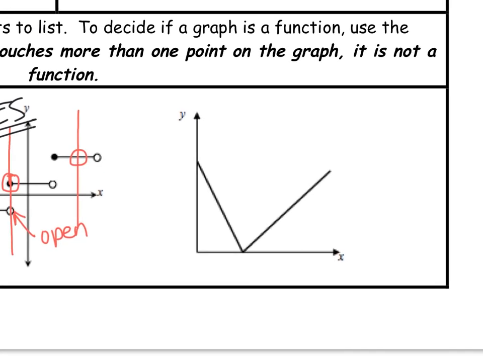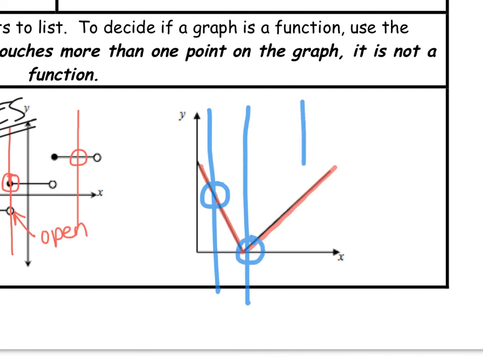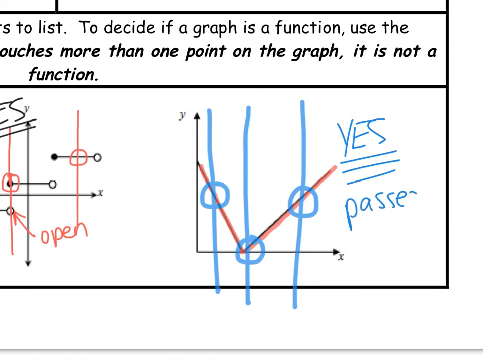So let's take a look at the last one. I want to draw a vertical line, and I'm looking at this part of the graph right here, not the x and y axis. If I take my vertical line, it hits the graph once. If I move it over, it just hits the graph once. If I move my vertical line over here, it just hits the graph once. So yes, this is a function because it passes the VLT, and the VLT is the vertical line test.